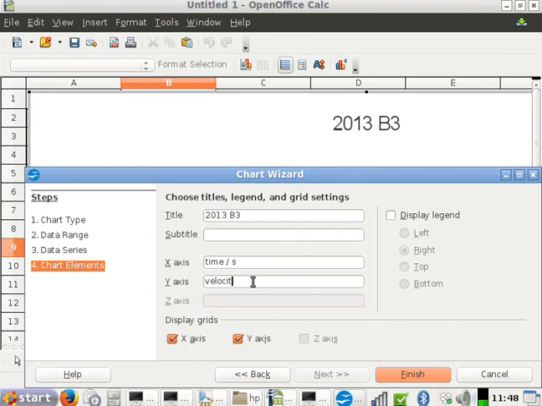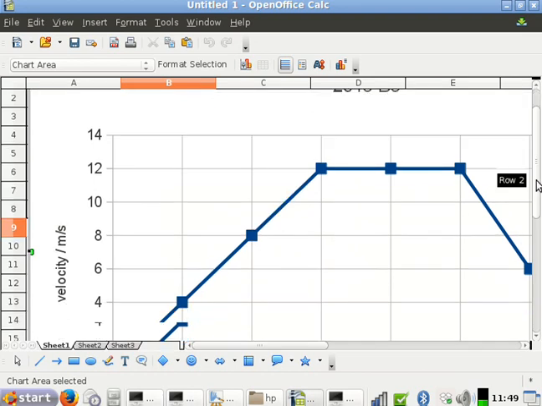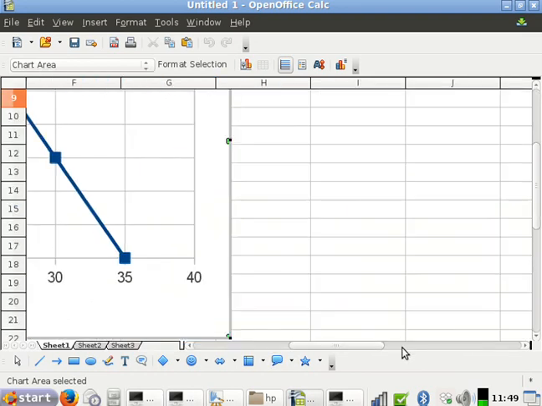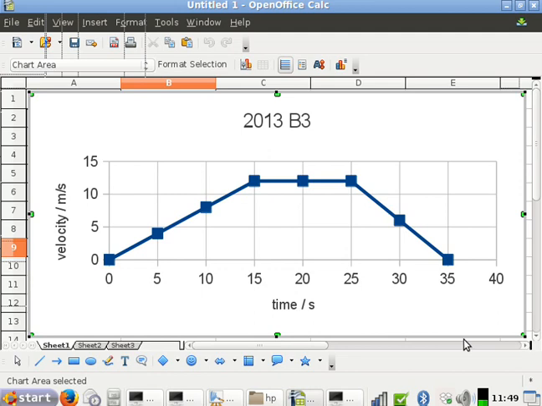Something was wrong there. The y-axis is velocity in meters per second. Okay, so I just, where's my zoom out button gone? There we go. So that's what they want for 4 marks. So I mean, that should be 4 marks for everybody.